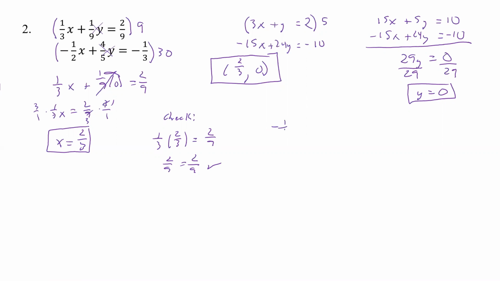And here we have a minus 1/2 times the 2/3, and that's supposed to be equal to a negative 1/3. Well, those cancel, and we get a negative 1/3 equals negative 1/3. It works there, so that is our solution. Okay. So, even though it started with fractions, ended with fractions, the checks are not bad, the work is not that hard, and we can get our answer pretty easily.